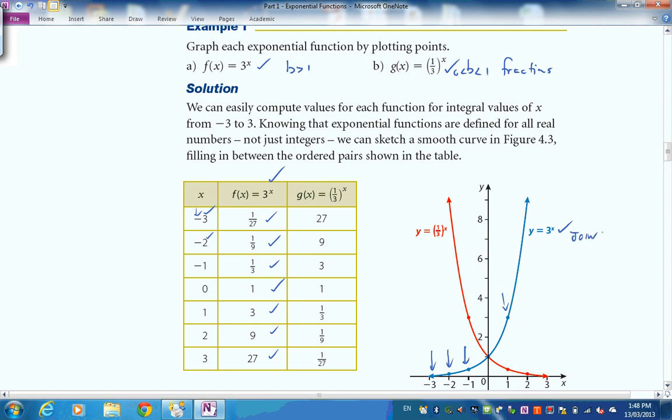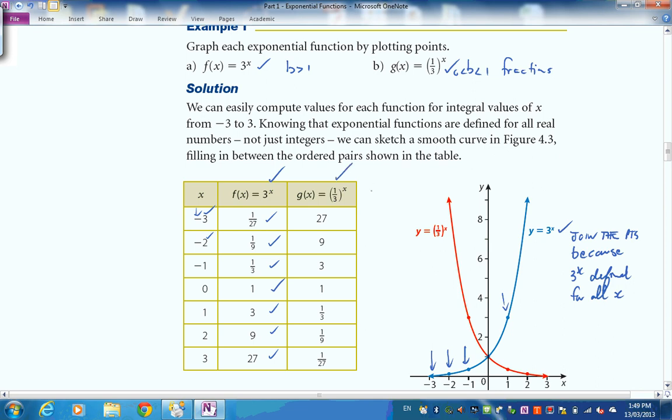Join the points, because we have discussed in an informal way that this function will be defined for all x. Join the points because 3 to the x is defined for all x, not just for whole numbers, not just for fractions, but for irrationals, everything in between. What about a third to the x?